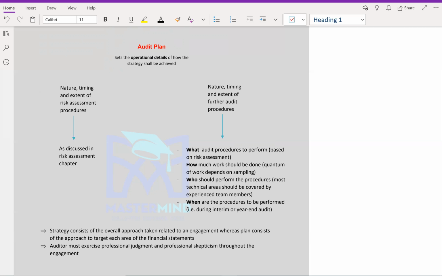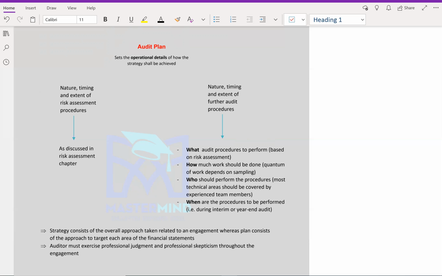Okay, how will you achieve the strategy? How will you achieve the targets set in the strategy that will obviously help you achieve the ultimate objective? Okay, so nature, timing, and extent of risk assessment procedures is one thing, and nature, timing, extent of further audit procedures is another thing, right? Risk assessment procedures we already discussed in the risk assessment chapter, right? Nature, timing, and extent of further audit procedures.